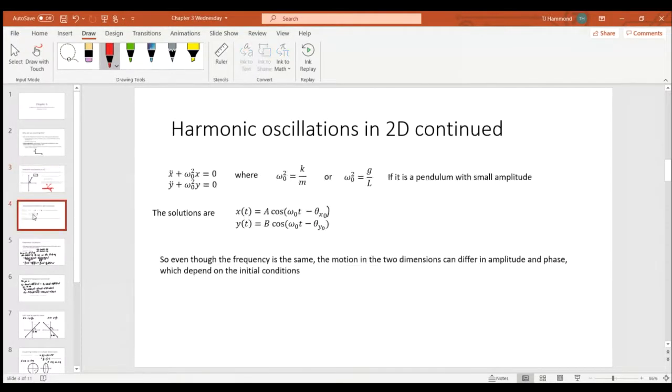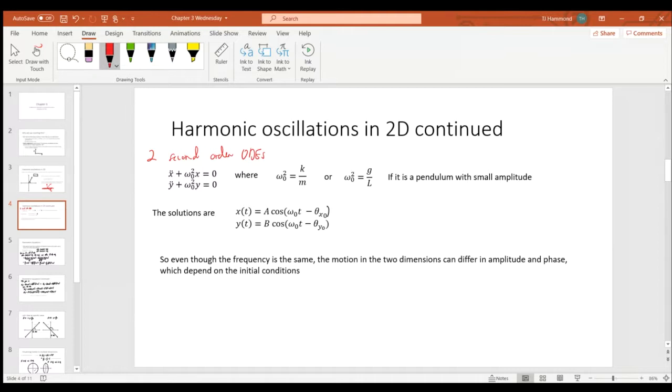Okay, so let's talk about this. As I said, we've broken this down into its constituent components. So now we have 2 second-order ODEs. We get x double dot plus omega naught squared x is equal to 0, and y double dot plus omega naught squared y is equal to 0, where omega naught squared is going to be k over m for a spring, or as we derived last class, omega naught squared is g over l if it's a pendulum with small amplitude.